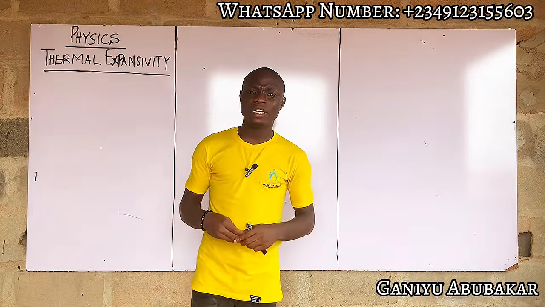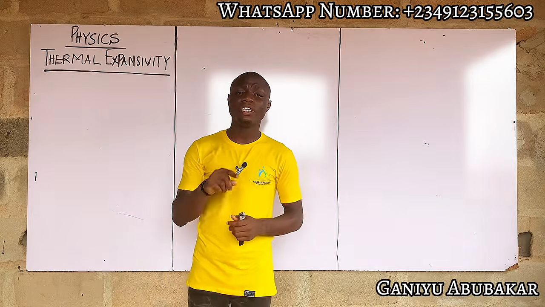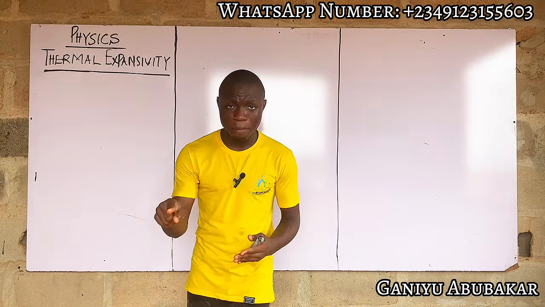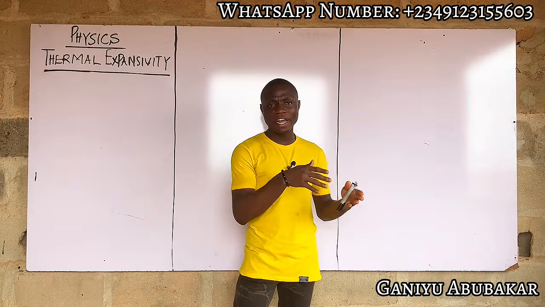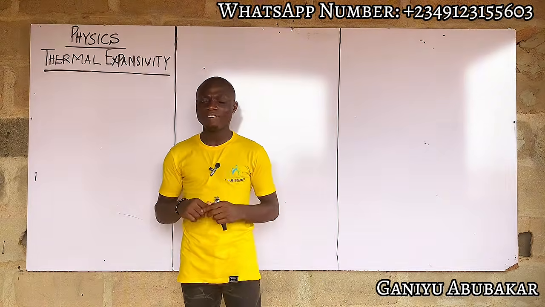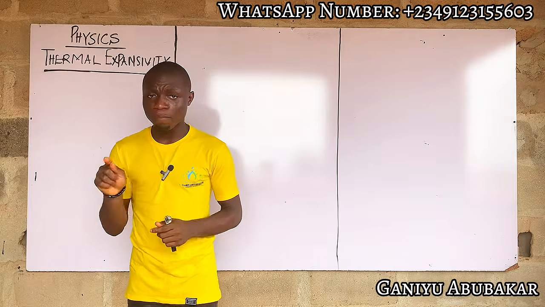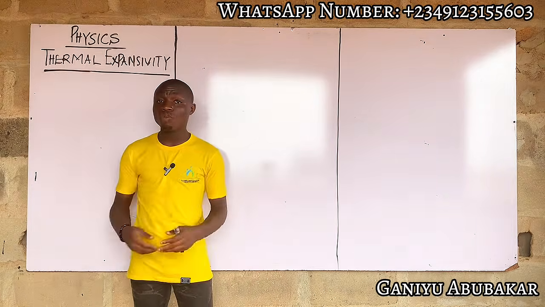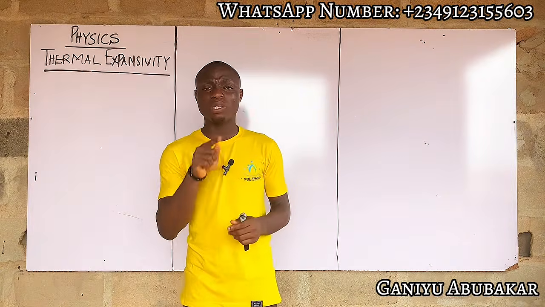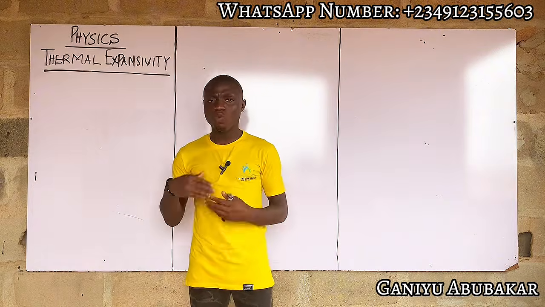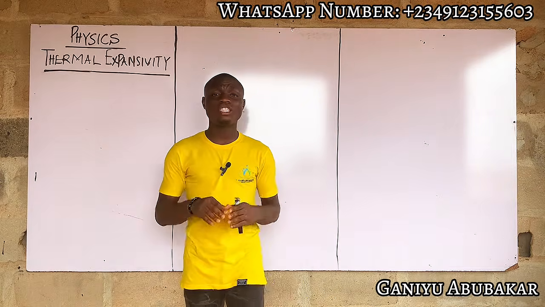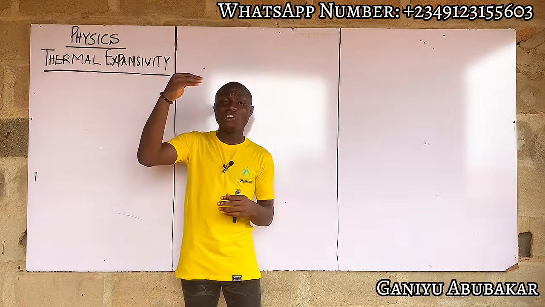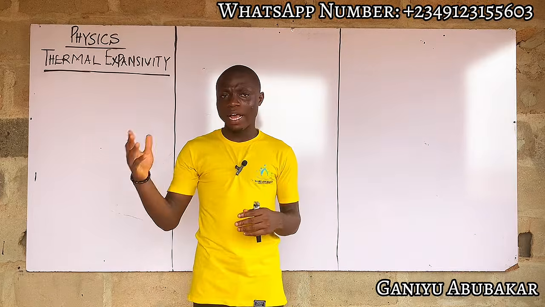When it comes to the study of thermal expansivity in physics, there are three concepts. The first one is called the linear expansivity, which is abbreviated as alpha. The second one is called the area or superficial expansivity, which is represented as beta, while the last one is called the cubic or volumetric or volume expansivity, which is represented with gamma. We'll look at these three concepts one after the other. For this class, we'll look at only linear expansivity. In our next two classes, we'll look at the concepts of area and cubic expansivity.